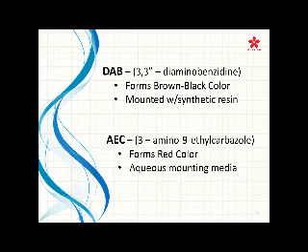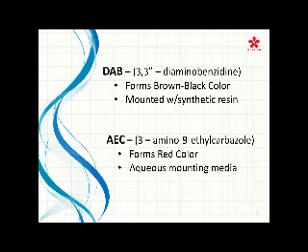And you can see on the slide where I have that DAB forms the brown to black color. You can mount this with synthetic resin, which is your Permount. You're going to clear your slides just like you would normally do and mount them with Permount and a coverslip. AEC forms a red color, and it actually has to be mounted with an aqueous mounting media, which means that you do not run these slides down through your alcohols and xylenes because it will take the red stain out. Generally, when you do a chromogen with AEC, you let the slides air dry and then coverslip them after they've air dried.